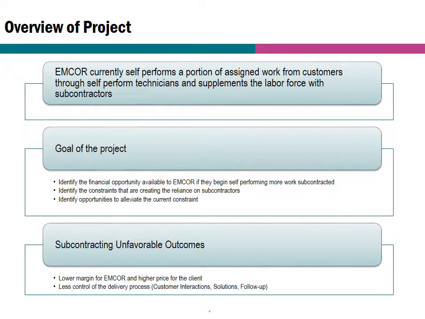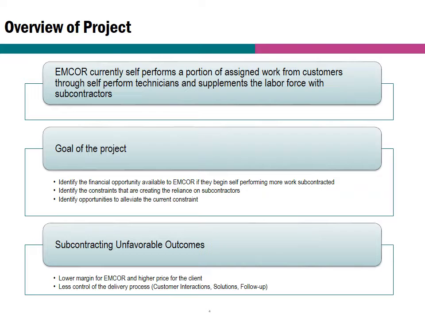So the goal of this project is to identify financial opportunities that EMCOR could leverage through self-performing more work that has historically been subcontracted. Also, we want to identify the constraints that are causing the reliance on the subcontractors, take a further dive into that, and look at how we apply the theory of constraints to alleviate that reliance on the subcontractors. So why do we want to alleviate that?